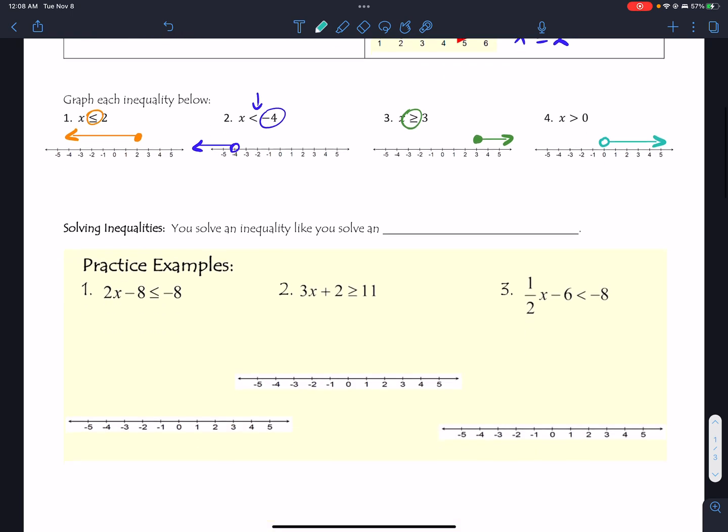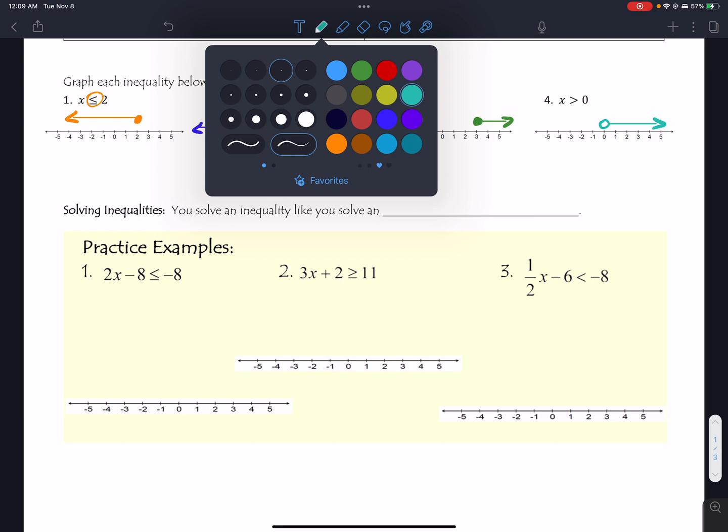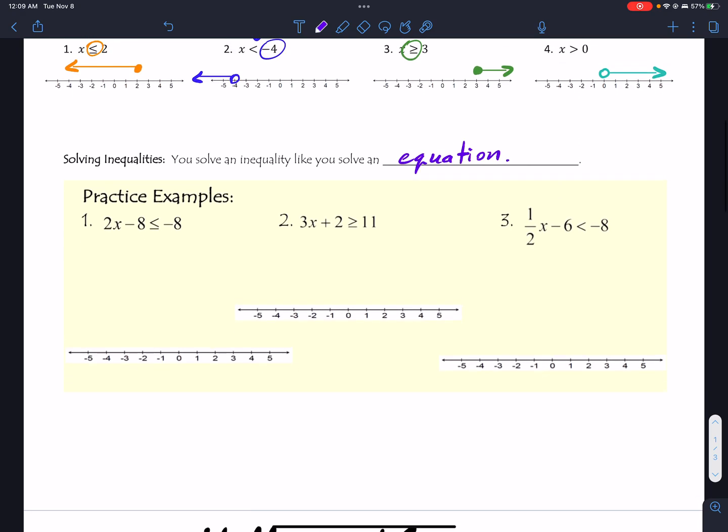To solve inequalities, these were already solved. Number 1 through 4 here, these were already solved. Well, in this next group of questions, to solve an inequality statement, you treat it just like an equation. You solve an inequality like you would solve an equation. There's only one little detail. When you divide or multiply by a negative, the inequality symbol changes. And I don't see one of those here, so I might be adding in an extra example. All right, so let's practice here. You solve it just like an equation.